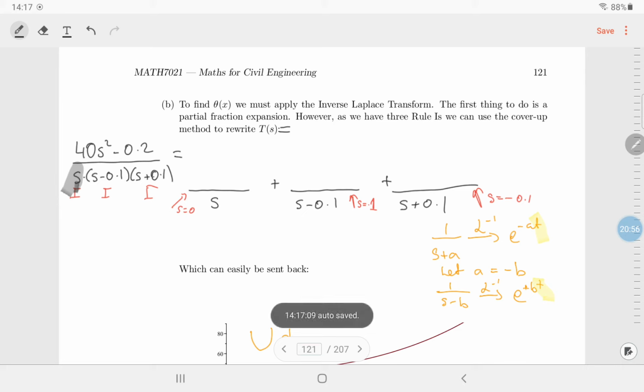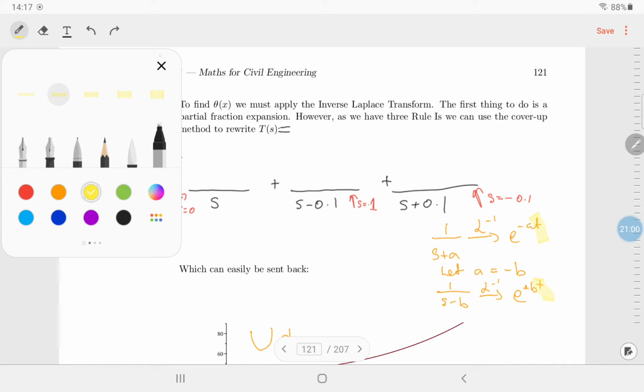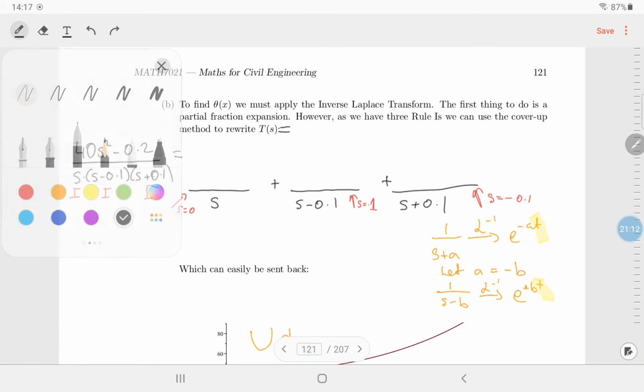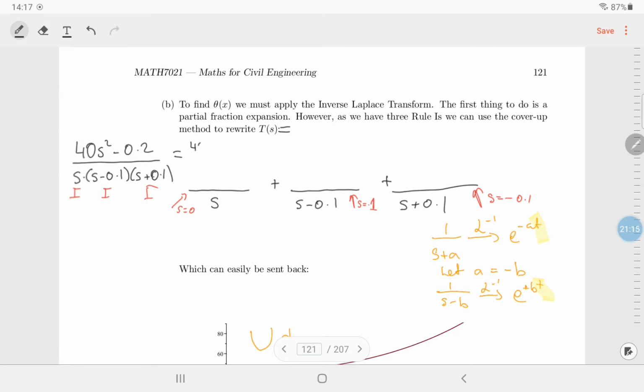Cover it up as if it isn't there. Yeah, that was better. And substitute in the appropriate value of s, in the first case s equal to 0, into what's left. So here we have 40 s squared minus 0.2 over s minus 0.1 and s plus 0.1. That'll be the first one.